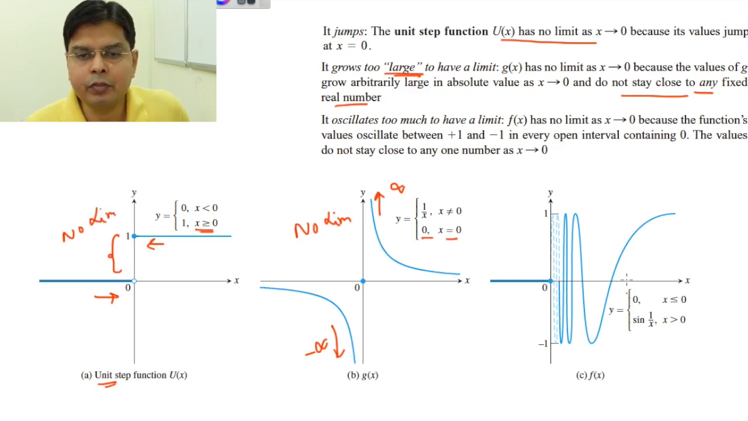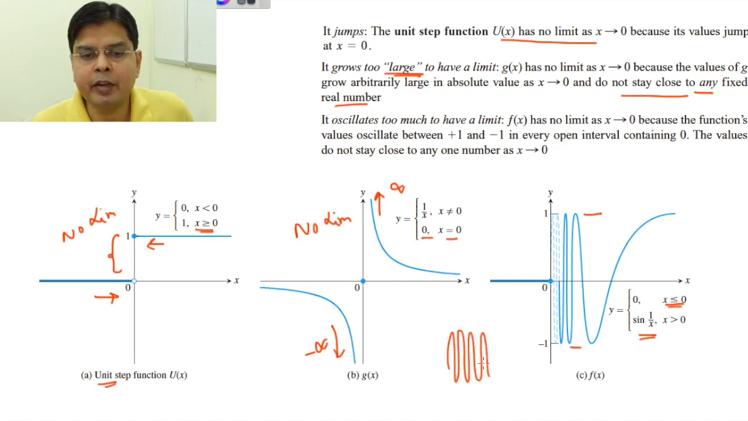Now let's see this function. This is y is equal to 0 for x less than or equal to 0, and y is equal to sine of 1 by x for x greater than 0. Since this is a sine function, it is bounded by two limits. Although it is within the limits of plus 1 and minus 1, it does not have any limit, because as it goes nearer and nearer to 0, it starts oscillating very rapidly. So it does not keep any value fixed, so it is not close to any fixed value.